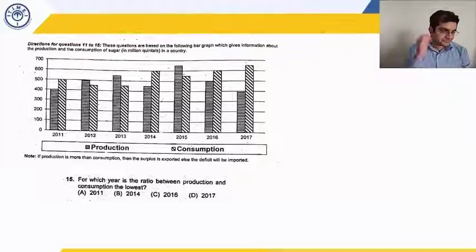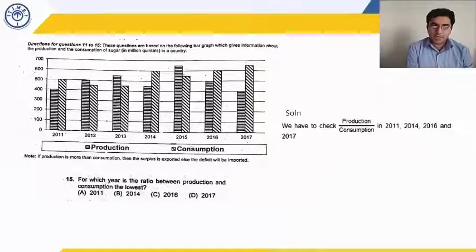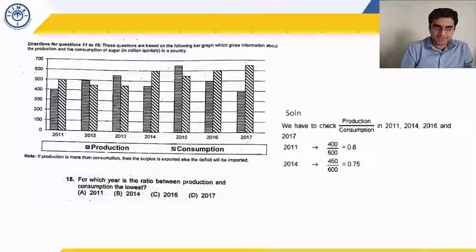Okay, let's begin. So in 2011, what is the ratio of production and consumption? 400 by 500, that's 4 by 5, that's 0.8. Okay. So what do you have to check? Production and consumption in 4 particular years. In 2011, it's 0.8.